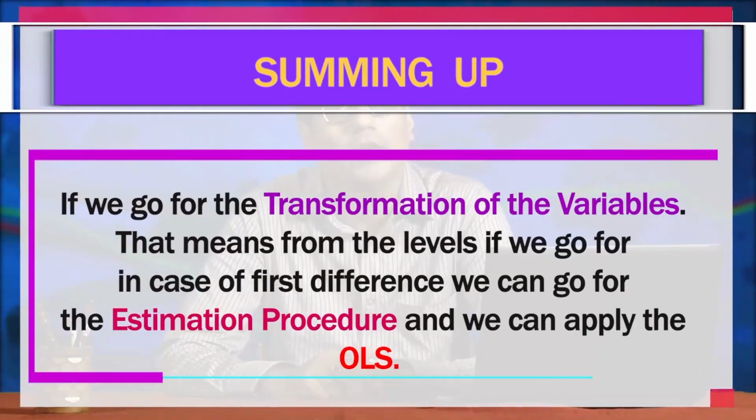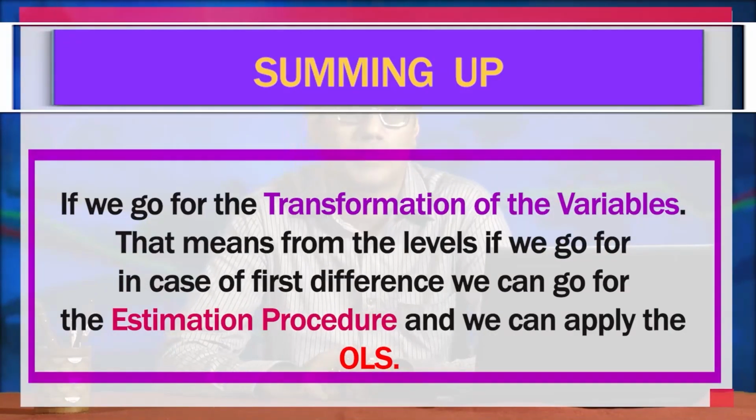Another non-parametric test is also conducted, which is only for small samples, the von Neumann ratio test. And finally, the estimation can be done even in the presence of autocorrelation if we go for the transformation of the variables. That means from the levels, if we go for the first difference, we can go for the estimation procedure and we can apply OLS. So thereby the autocorrelation problem can be rectified. So the autocorrelation problem is pronounced in time series data. It calls for detection, it calls for a confirmatory test, and finally, it calls for the proper estimation procedure.